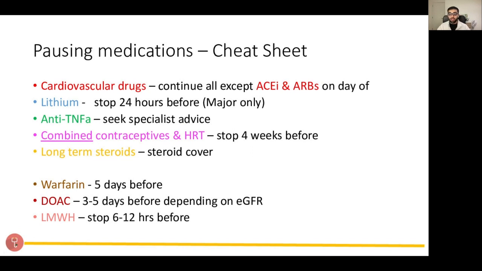Then we've got the anticoagulation. So warfarin, DOACs, and low molecular weight heparin. These are some general principles for them. However, in practice, this can actually differ a little bit depending on the patient and the surgery. So I would know these for finals. But when you come to actually practice, know that things might be a little bit different.